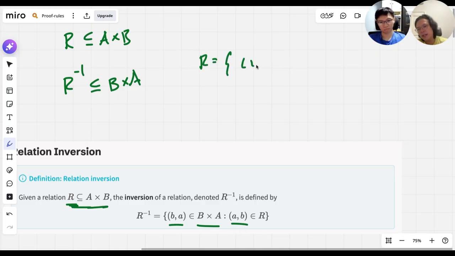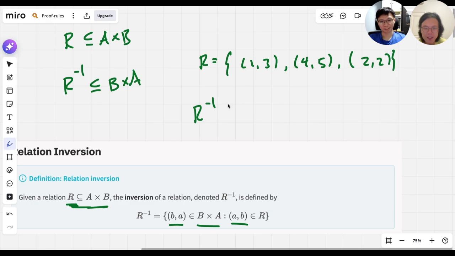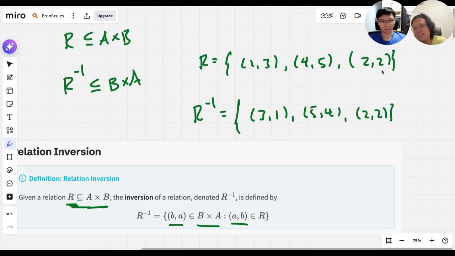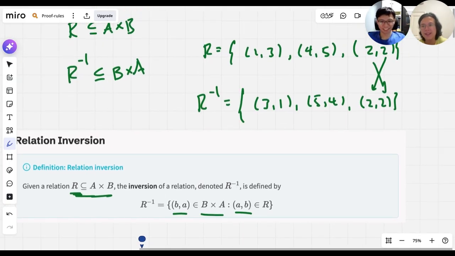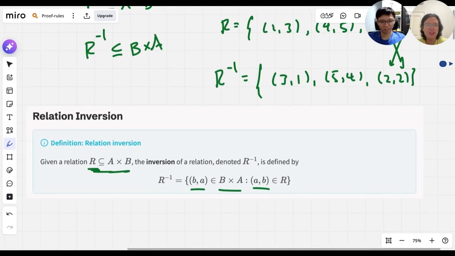For example, let's say I have R, which happens to relate 1 and 3. It also relates 4 and 5, not a very creative example, and 2 and 2. What is R inverse? The first one is 3, 1. Then 5, 4. And then 2, 2. It's considered flipping. Trust me, we flipped it. This is how you flip it. So that's relation inversion.